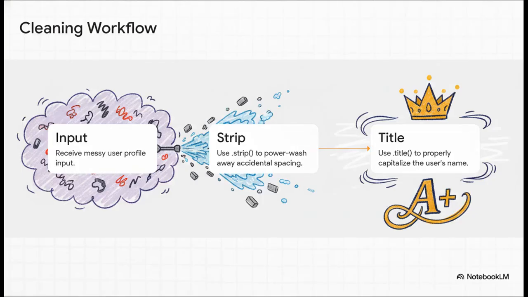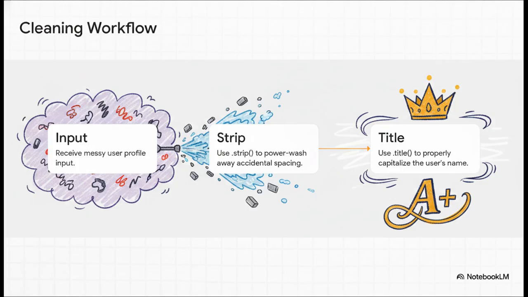Let's put this into a totally practical workflow. Say you're building a database for your school, right? And a student types their profile name in completely wrong. Step 1, we receive that messy input. Step 2, we grab our .strip tool and literally power wash away all the random blank spaces they left at the start and end. Step 3, we hit it with .title to properly capitalize their first and last name.